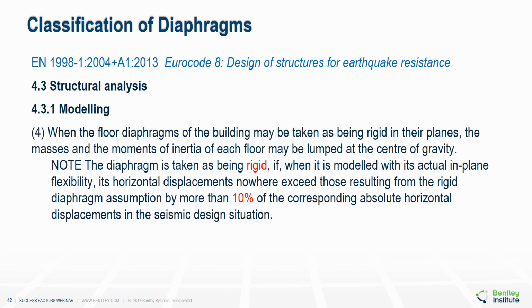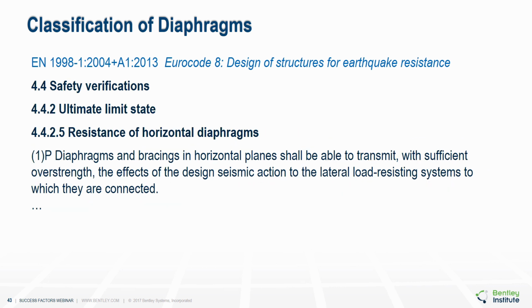The note in this section indicates that a diaphragm may be modeled as rigid if the diaphragm deflection using a semi-rigid analysis is not more than 10% greater than the deflection obtained from a rigid analysis. So you can have up to 10% difference. And when it qualifies as rigid, this clause indicates that the masses and moments of inertia of each floor may be lumped at the center of gravity. This clause is related to the design of the diaphragm, not to analysis. The diaphragm must be able to transfer the forces into the lateral load-resisting system.